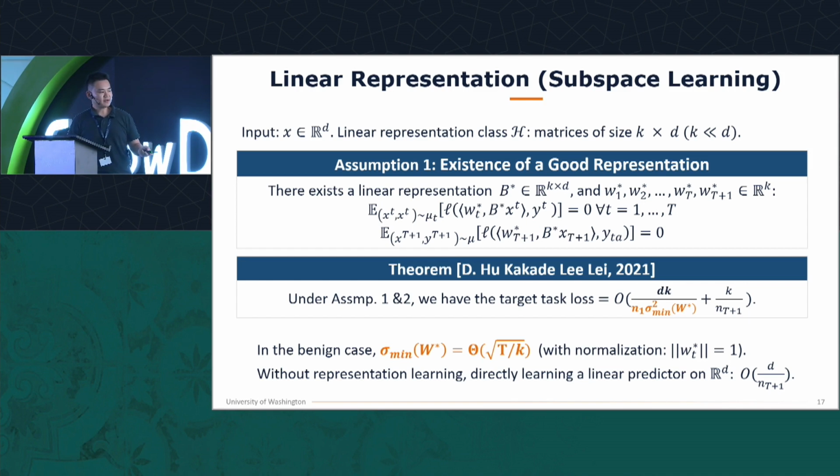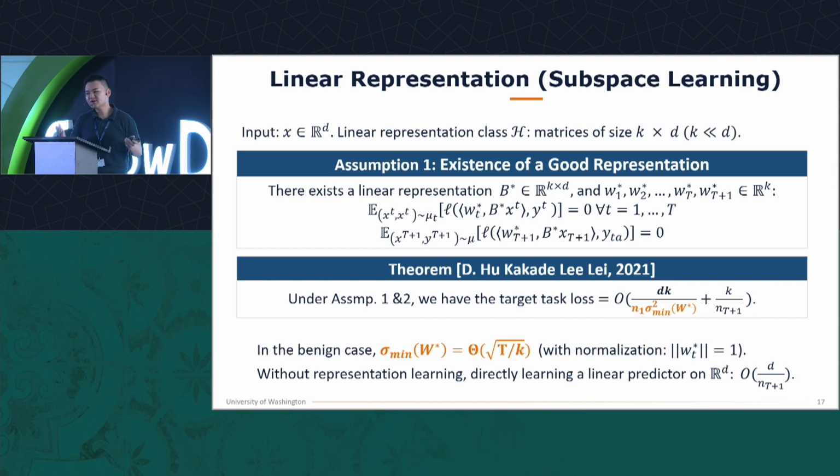If you compare this benign case scenario with directly learning the linear predictor without using representation learning, the bound will be d over n_{t+1}. So first, if you compare the second term, k over n_{t+1} and d over n_{t+1}, k is much smaller than d, so our second term is much smaller. For the first term, the denominator will be n1 times t. Remember, in the source task, we have a lot of data, n1 data for each task, and it's much bigger than n_{t+1}. So the first term, if you have a large number of data in the source task, is much smaller than this term as well.